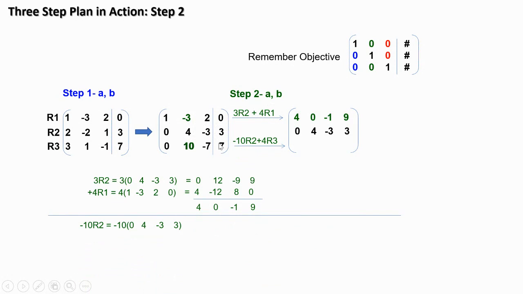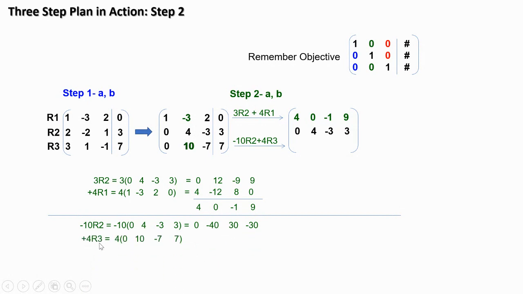Negative 10 row 2 from here will give us negative 10 times everything in row 2, which is 0, 4, negative 3, 3. So this is the result after I distribute: 0, negative 40, 30, and negative 30.